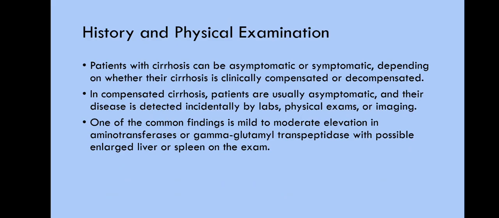Then on history and physical examination, what will your findings be? Patients with liver cirrhosis can be asymptomatic or symptomatic. This depends on whether the cirrhosis is clinically compensated or decompensated. In compensated liver cirrhosis, patients are usually asymptomatic and the disease is detected incidentally by labs, physical exams, or imaging. One of the common findings is mild to moderate elevation in aminotransferases or gamma-glutamyl transpeptidase, with possible enlarged liver or spleen on examination.